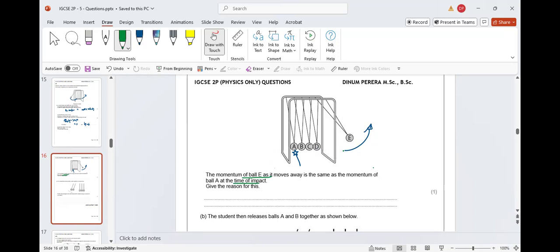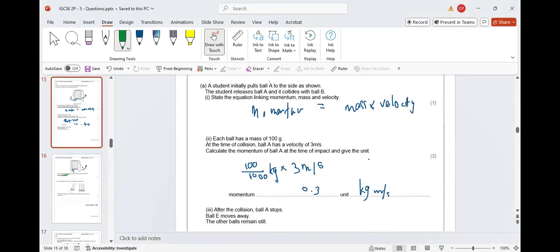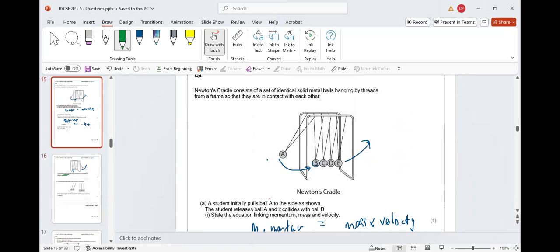So what does that mean? A has given its total momentum to E fully, and that's why A stops. Give the reason for this: why is the whole momentum given to E? Okay, now I'm coming back to this part.